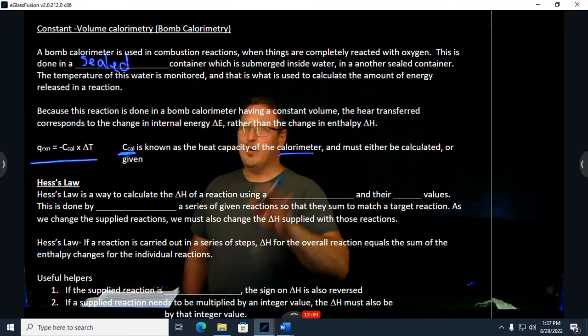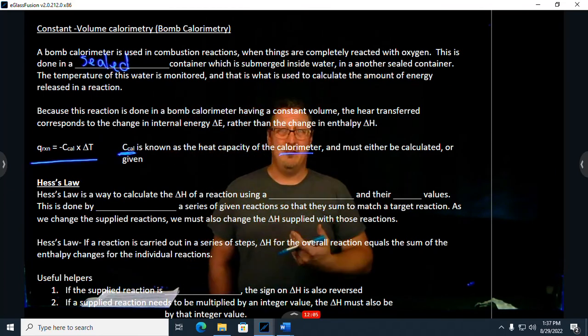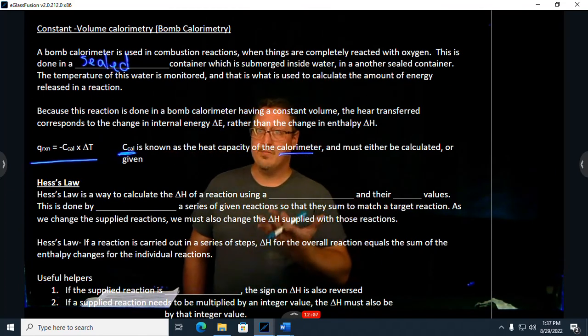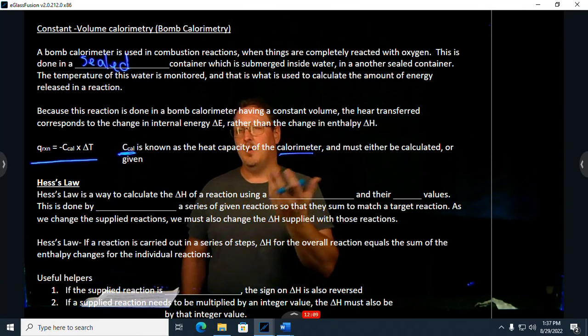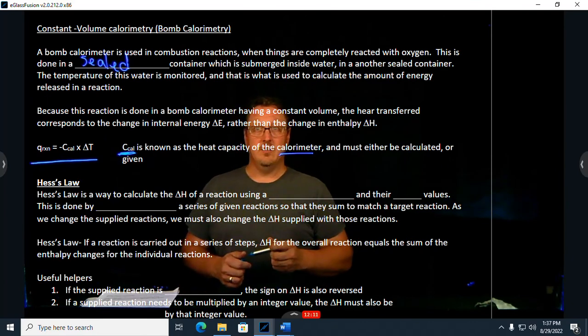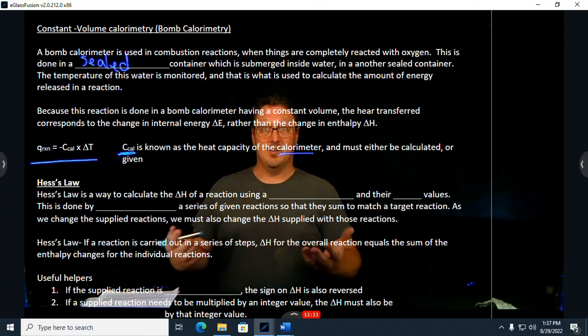So we don't do much with bomb calorimetry because I don't have a bomb calorimeter. I'd like to, but I don't. So I'm just kind of throwing it out at you so you got it, you see it, and you know what's coming.